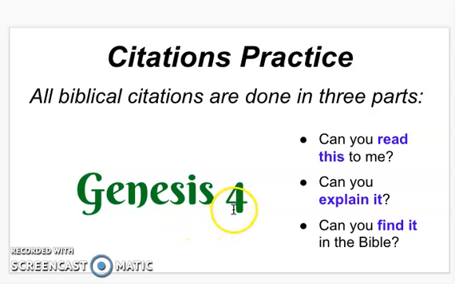If you only have one number after the book, that means you are reading the whole chapter, from verse 1 all the way to the end of the very last verse. In this case, you would be reading the entirety of Genesis chapter 4.